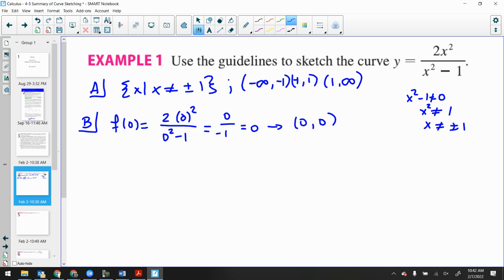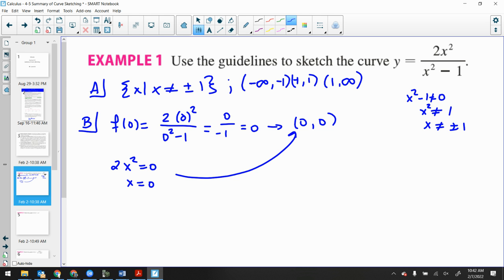Now, to find the x-intercept of a rational function, you want to set the numerator equal to 0. So 2x squared equals 0. Coincidentally enough, I get another 0, so that leads us back to 0, 0. The y-intercept is the x-intercept in this case.